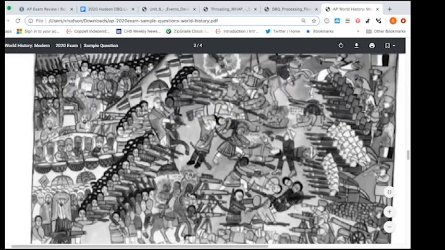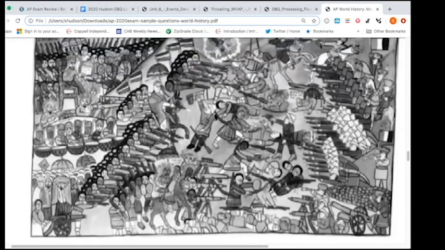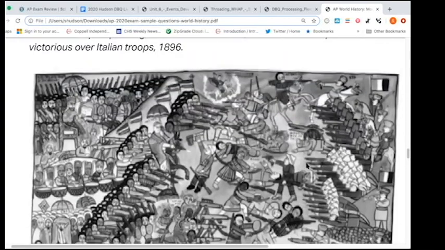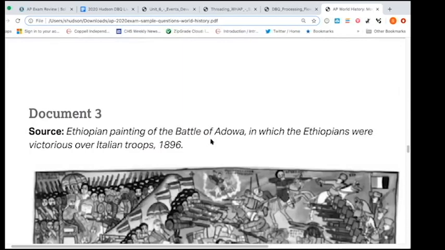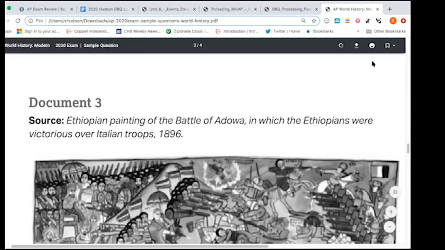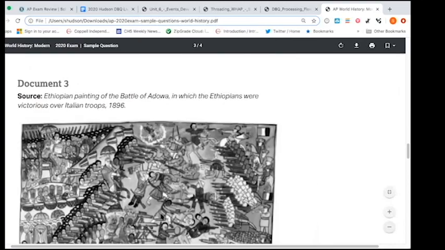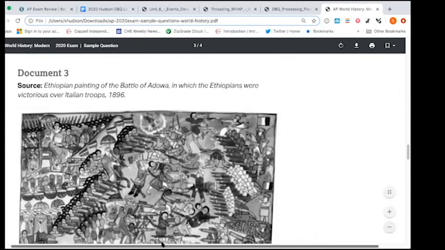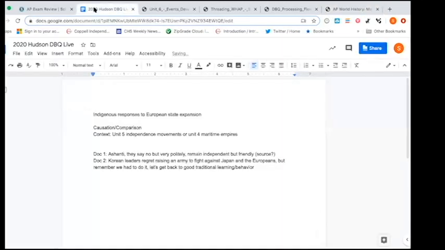And so again, this is background knowledge because I know this source. If I'm just looking here, I may be focusing more on just the simple fact here that they fought and the Ethiopians won. So the easy thing here is that Ethiopia fought for their independence.